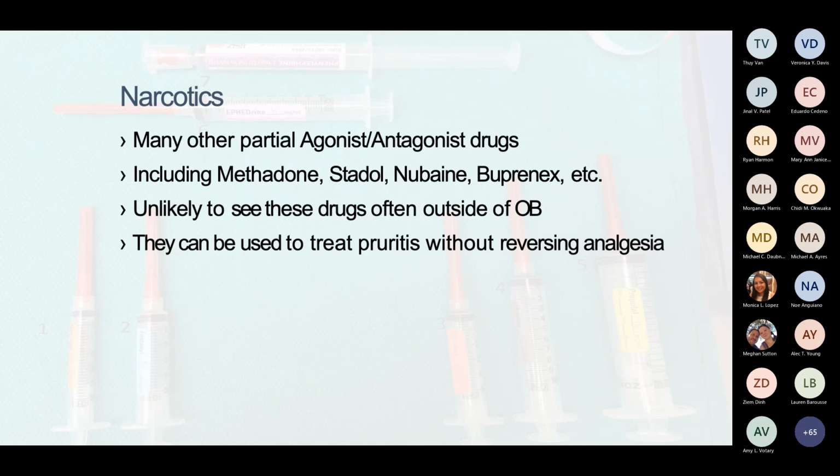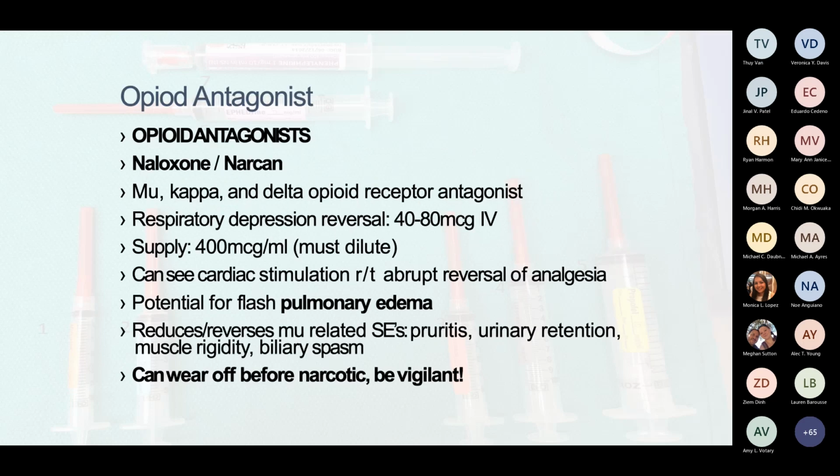The other thing is that you may be able to treat some of the issues the patient's having, whether it's itching or respiratory depression, without fully reversing their analgesia. If I have somebody that's itching or having respiratory depression and I give them Narcan, now I've blocked their receptors, so they're not going to be able to get any pain medication. I'm going to have to overcome that. So one of these agonist-antagonists may be beneficial for them. All right.